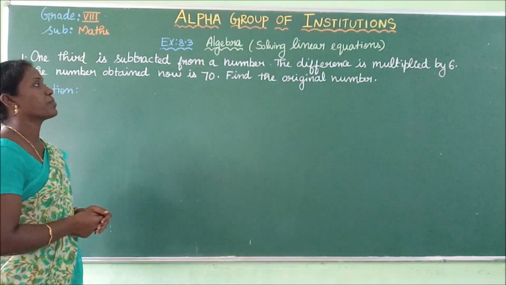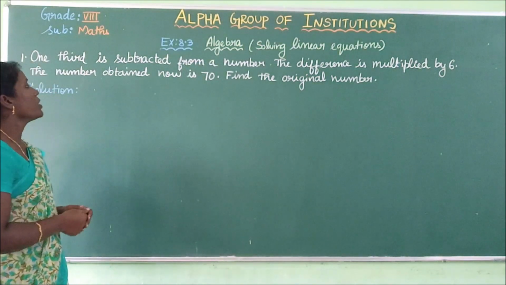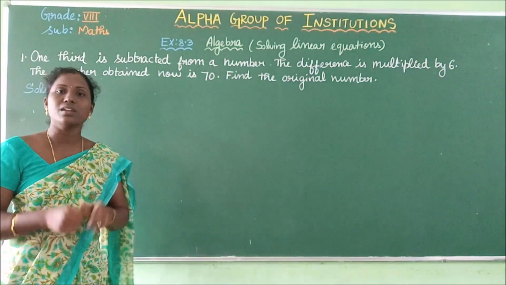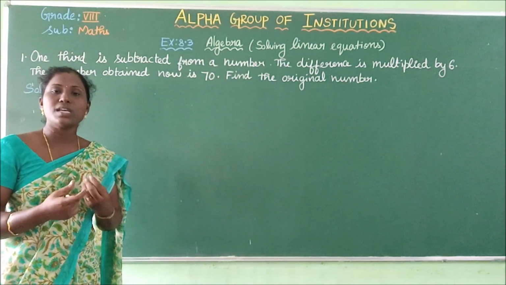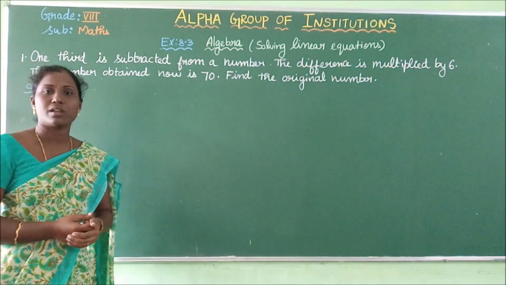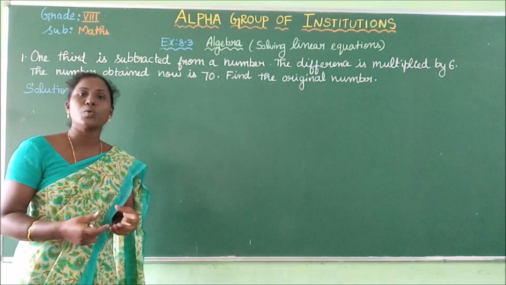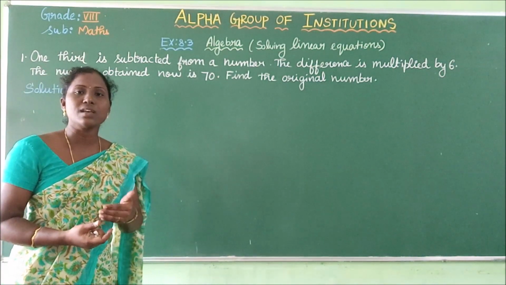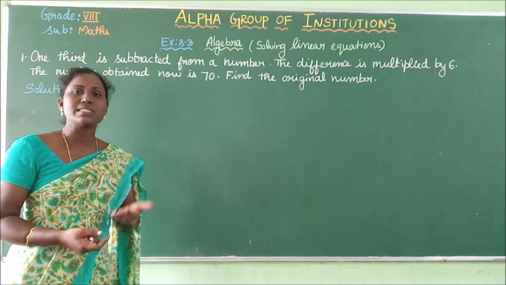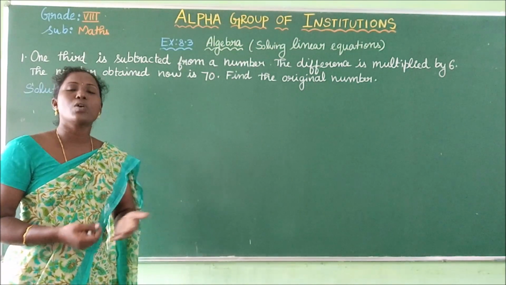1/3 is subtracted from a number. The difference is multiplied by 6. The number obtained now is 70. Find the original number. They are asking us to find a number, but the clues are given here. 1/3 is subtracted from a number, and we don't know that number. So what do we have to do? Whenever we don't know the unknown thing, we have to take it as a variable. Whenever they ask to find their ages, if I don't know the age, I represent it with a variable, then go on solving it.